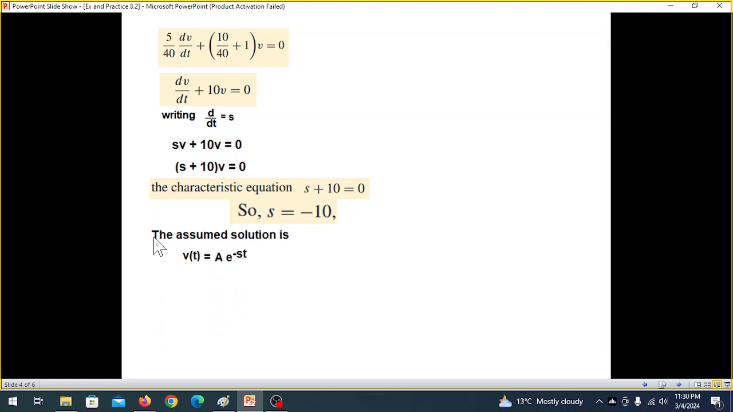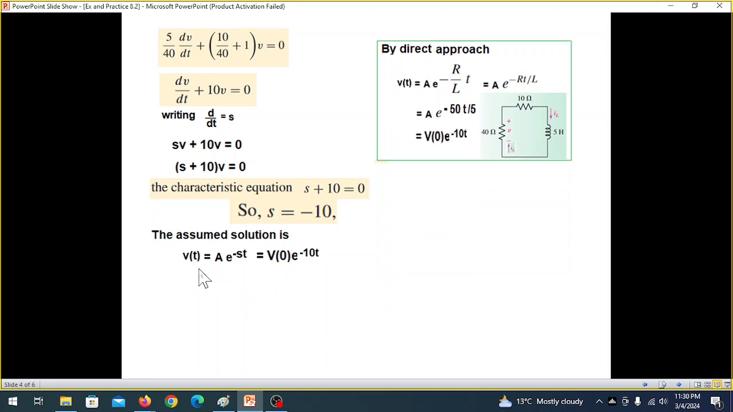So now we'll put into the general solution that we have assumed, A e raised to the power st. For S, we'll put minus 10. It will become A e raised to the power minus 10t, which is equal to V naught e raised to the power minus 10t. I think there's a mistake here. It should be only st, A e raised to the power st. So that is why it will be negative.